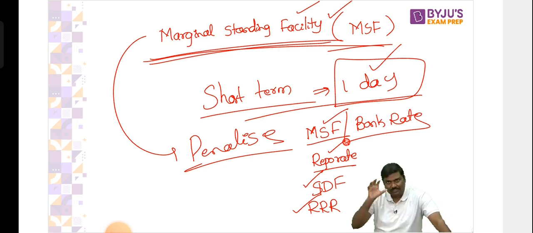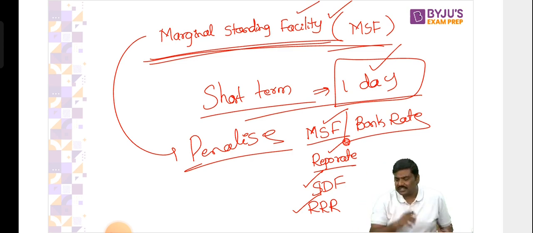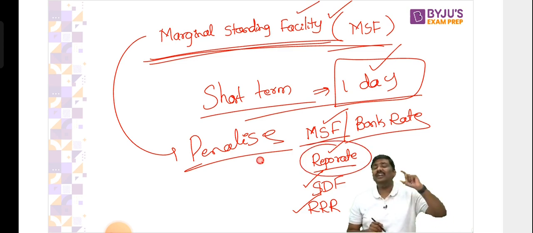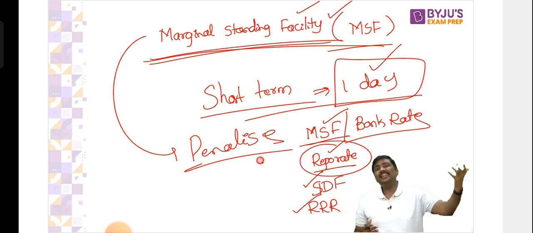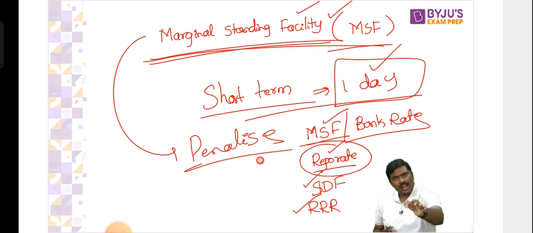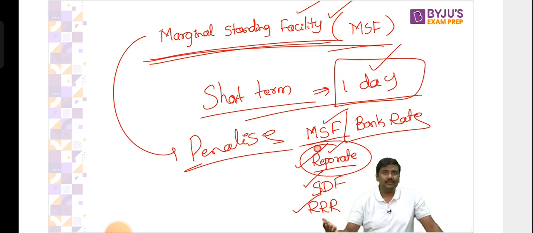Although we have 4 to 5 rates like this, whenever RBI wants to change the rates, they will simply change the repo rate. If you don't understand this, please take out your newspapers. Very recently, RBI conducted a monetary policy. Just look at what the RBI governor said. The RBI governor will simply say, we have increased the repo rate, or we have decreased the repo rate.